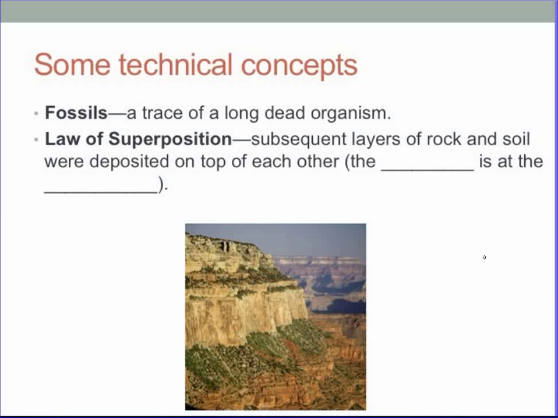But before we get more into that, I just want to talk about the idea of fossils. A fossil is a trace of a long dead organism. And the law of superposition says that subsequent layers of rock and soil were deposited on top of each other. So that means that the oldest fossils are going to be found at the bottom, and the newer fossils are going to be found at the top.